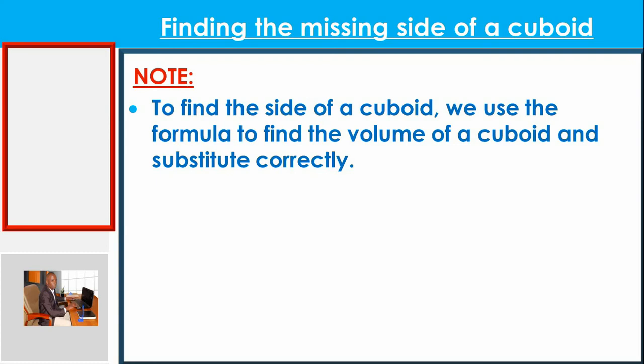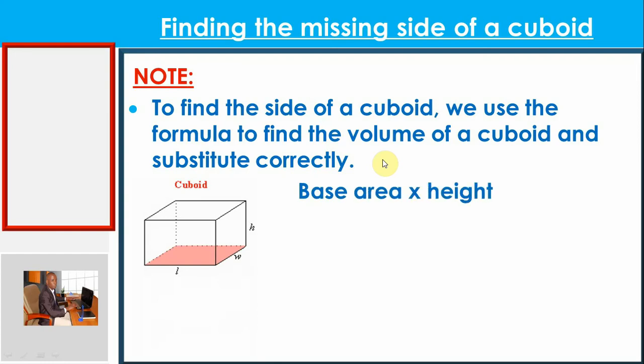When I talk about to substitute here, it means to replace. When they give you the volume, you will replace that volume given to you, and the sides that have been given, you will as well replace. If you can recall, what is the formula to find the volume of a cuboid? Very good. If we have a cuboid like this, the volume becomes base area times height.